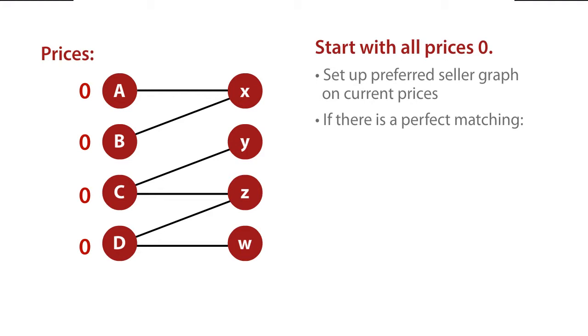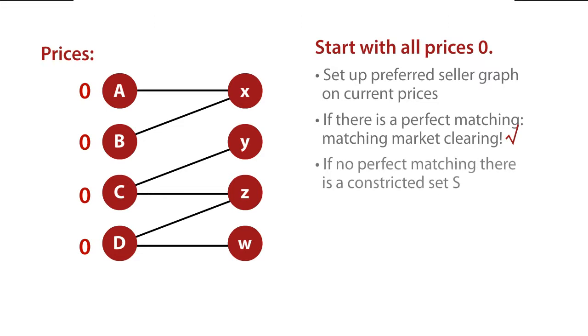So maybe these people, Shin, Yoram, Zach, and Will, have preferred items among 4 different items. If the preferred seller graph happens to have a perfect matching, then we're all set. Indeed, the prices we currently have are market clearing prices, and we're done. So our trouble is if the preferred seller graph doesn't have a perfect matching. But we have seen that if a graph doesn't have a perfect matching, it has a constricted set.